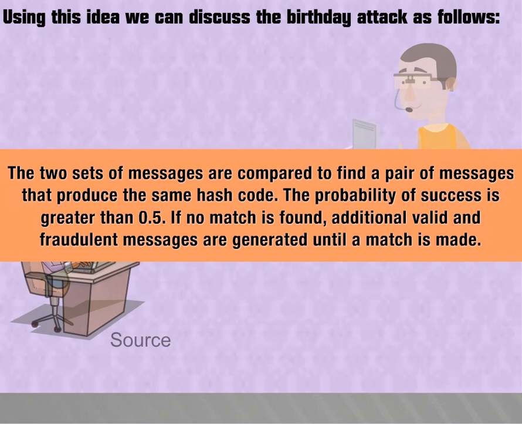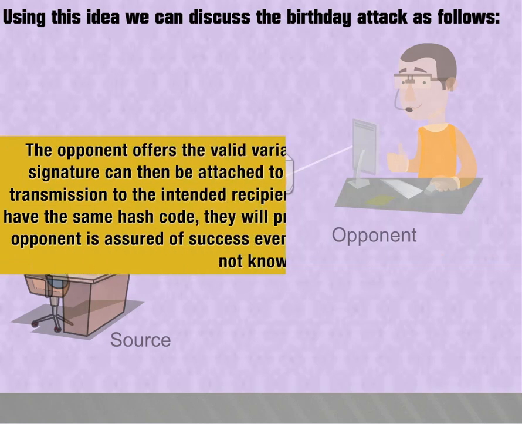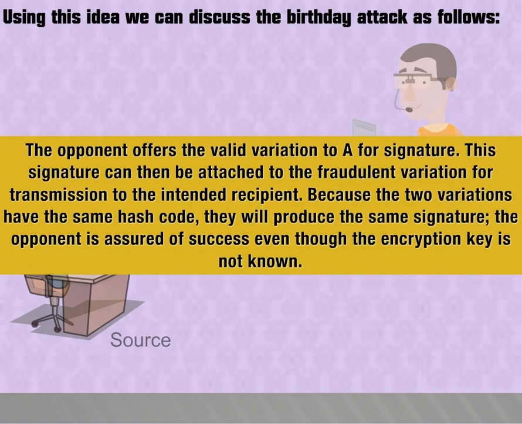The probability of success is greater than 0.5. If no match is found, additional valid and fraudulent messages are generated until a match is made. The opponent offers a valid variation to A for signature. This signature can then be attached to the fraudulent variation for transmission to the intended recipient. Because the two variations have the same hash code, they will produce the same signature. The opponent is assured of success even though the encryption key is not known.